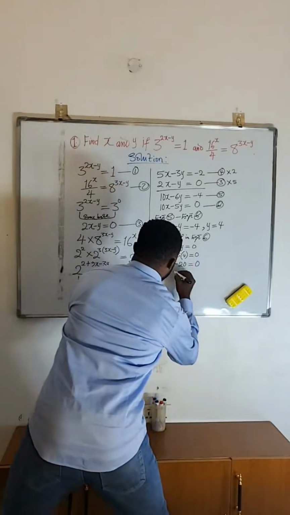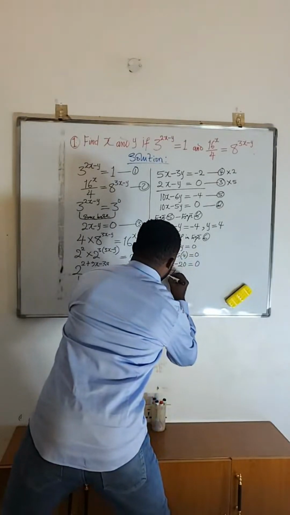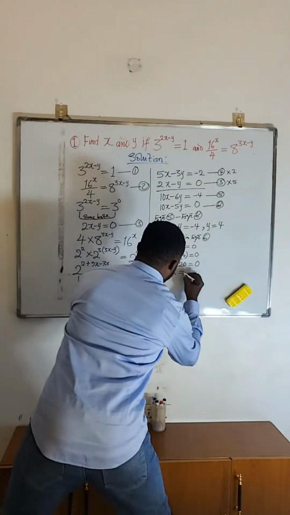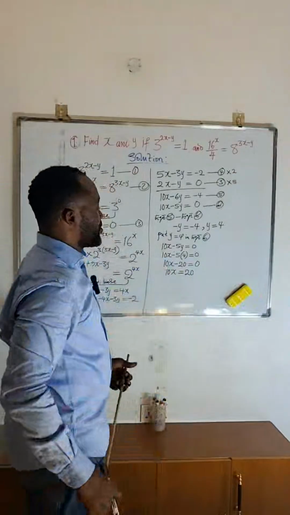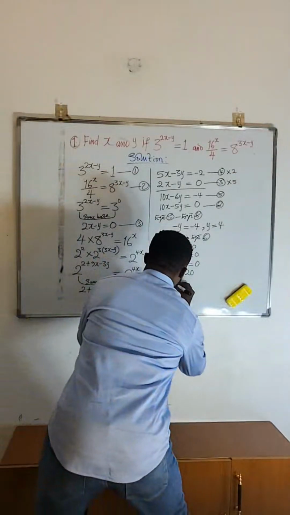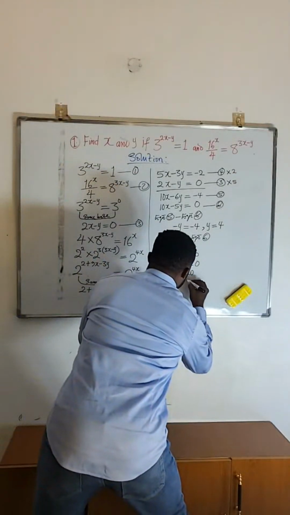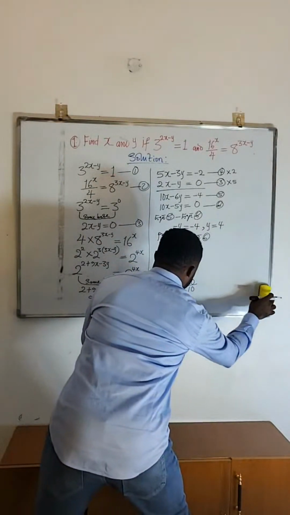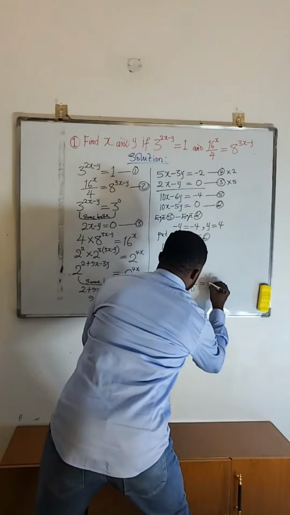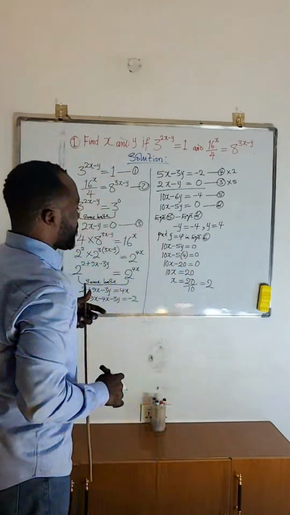And so this is the same thing as 10x minus 20 equals to 0. Therefore, 10x is going to be 20, then x equals to 20 over 10, which is what? x equals to 2. Okay.